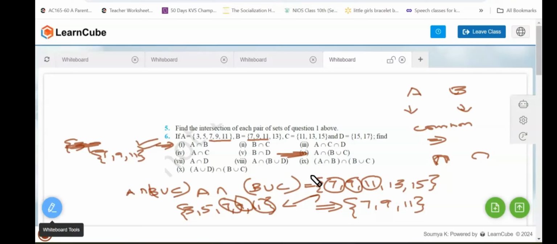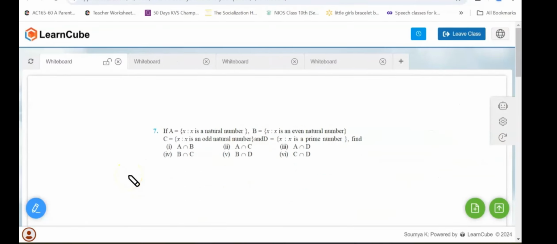Hope you understood how to do this. For this question, first find out what is A intersection B, find out B union C, and then the resulting two sets that you will get, find out its union. So this is how you do the ninth question. Same way you have to do the 10th question also.